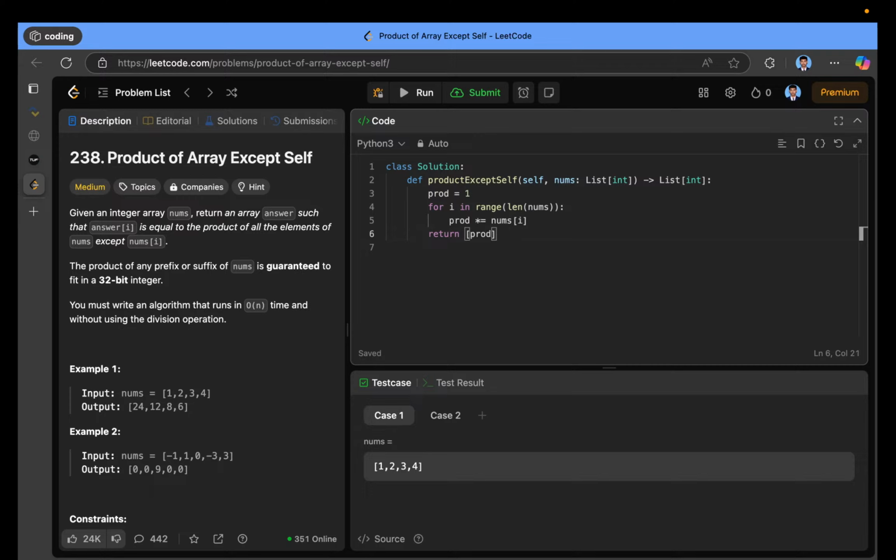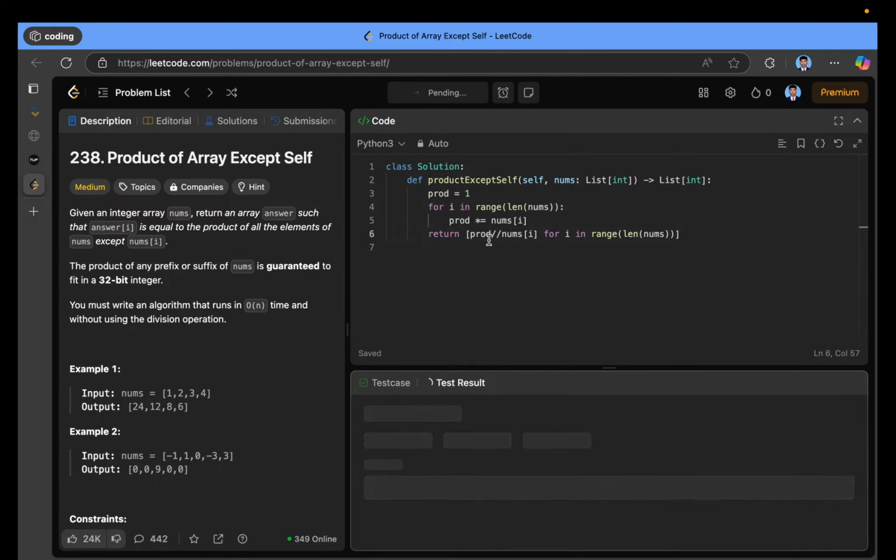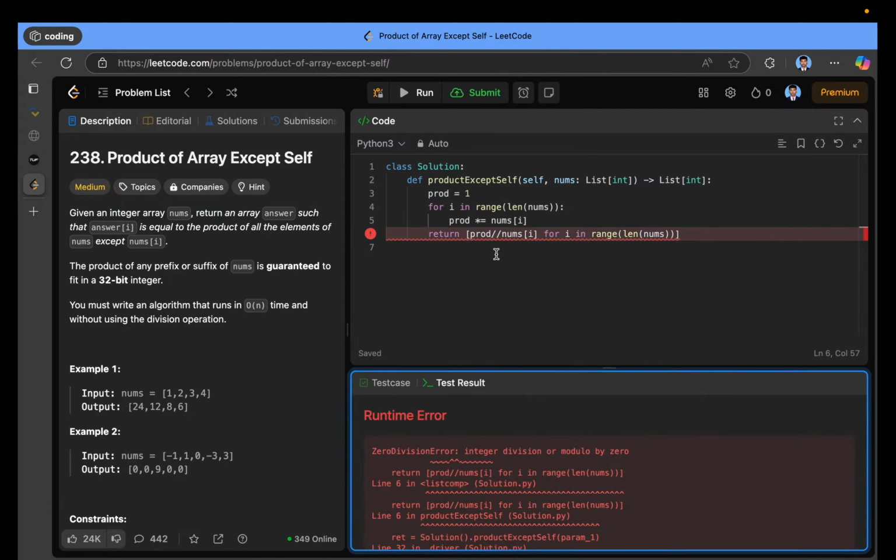Aha, what I'm doing here. nums i, for i in range length of nums. Okay, this should be a basic solution, but I know this is not going to work because there are zeros also. Ha, okay. Integer division or modulo by zero. As I know, there is a nums i which contains 0. So this is not going to work.